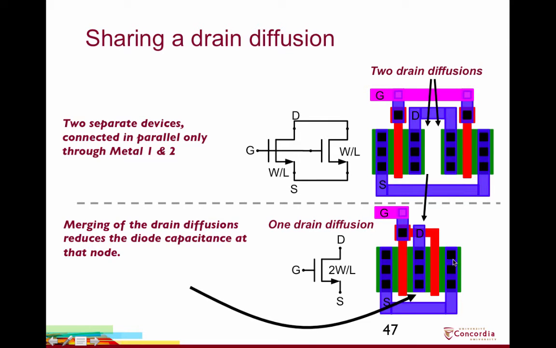Part of it's going to flow this way through a transistor of width W. Part of it's going to flow this way through a transistor of width W. The overall effective width of this structure is 2W. So we've got the current conducting capability of a transistor of 2W with the drain capacitance approximately the same as a transistor of width W.